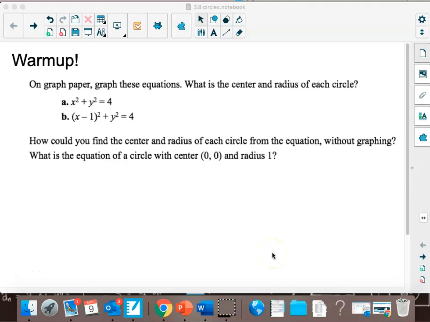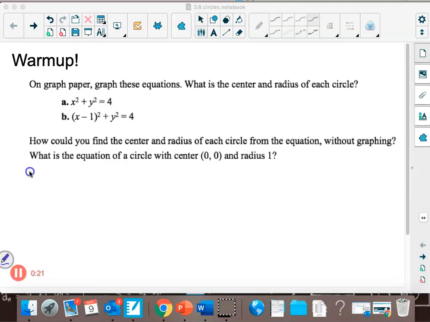So this first one, write down please. We have x squared plus y squared equals 4, and I see a lot of perfect graphs for this circle. So that looks really good. It's fine, right?